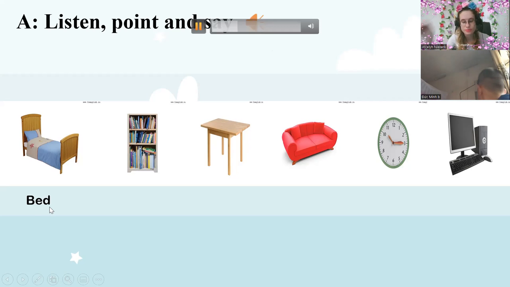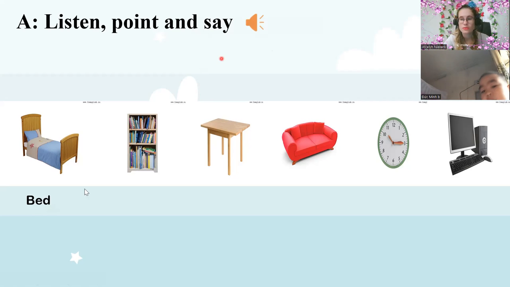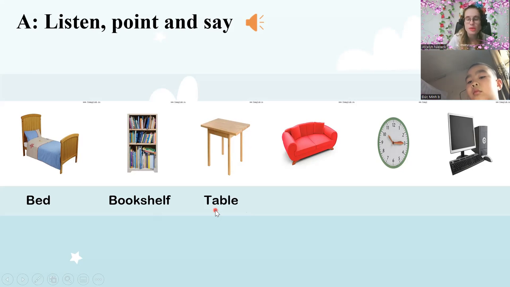Bed. Bed. Bookshelf. Bookshelf. Bookshelf. Bookshelf. Sh, sh, shelf. Shelf. Bookshelf. Table. Table. Sofa. Sofa.